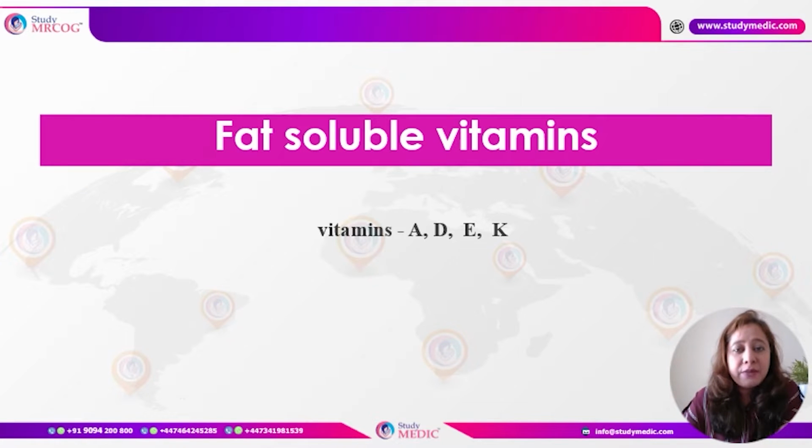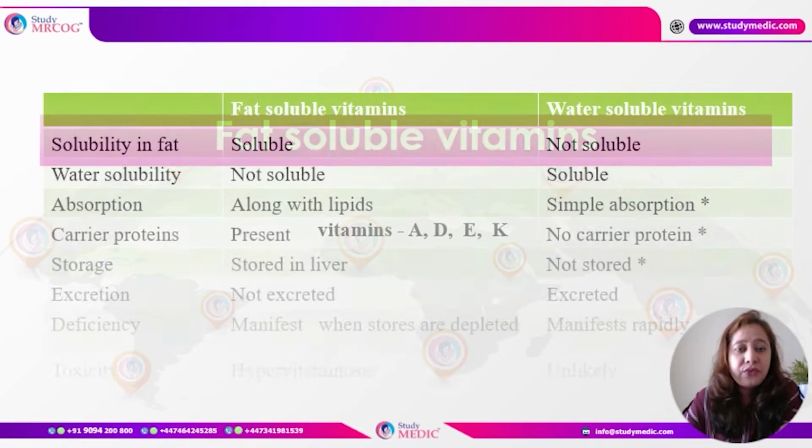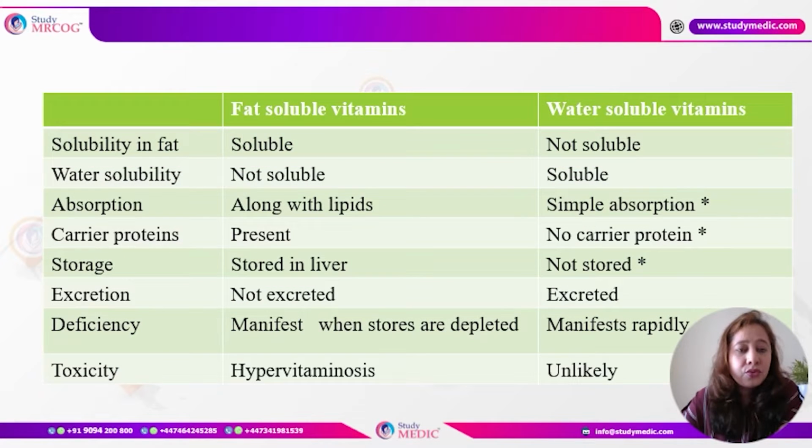So the vitamins we can classify as fat soluble and water soluble vitamins, fat soluble being A, D, E, K. These fat soluble vitamins are soluble in fat but not soluble in water, and they can be stored in the liver and are not excreted, and their deficiency manifestations will take a longer time to present because there is a good storage in the liver, and because there is a good storage they can go for hypervitaminosis.